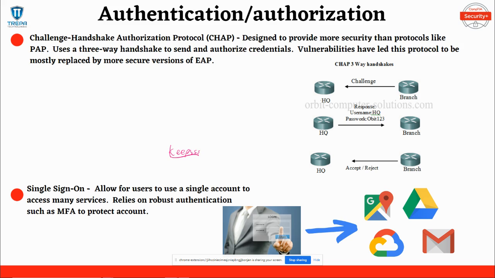The Challenge Handshake Authentication Protocol, or CHAP, uses a three-way handshake to send authorized credentials across the wire between systems. This standard protocol was used in site-to-site network connections, but has since been replaced by more robust authentication frameworks like EAP. Single sign-on allows users to use a single account to access many different services.